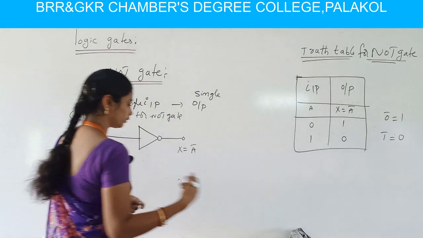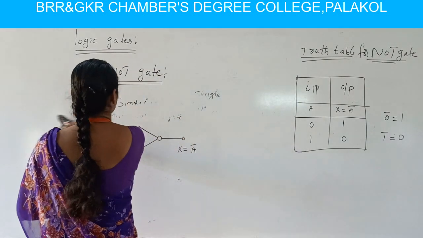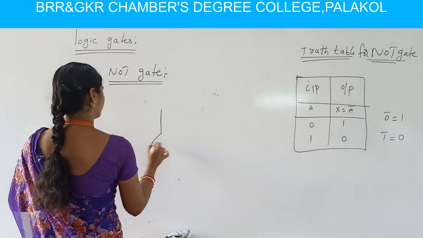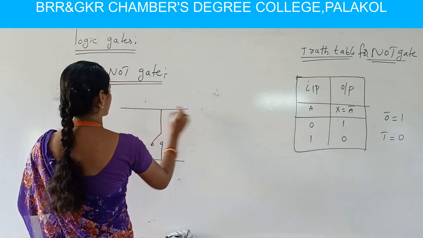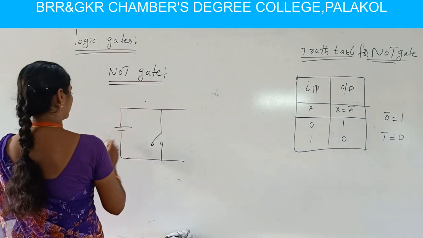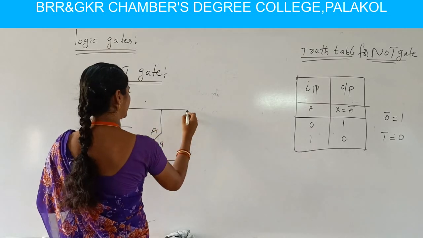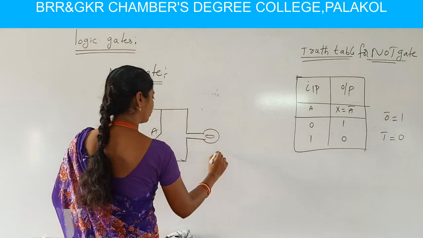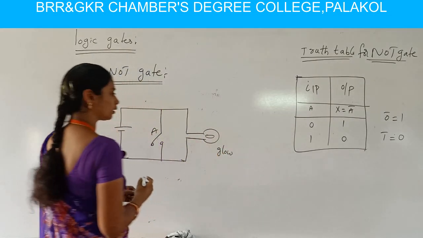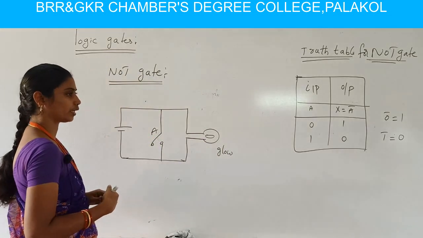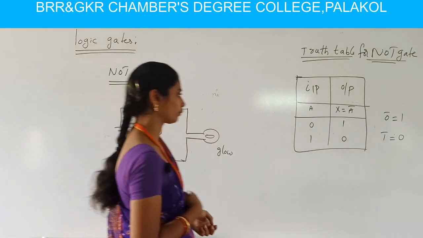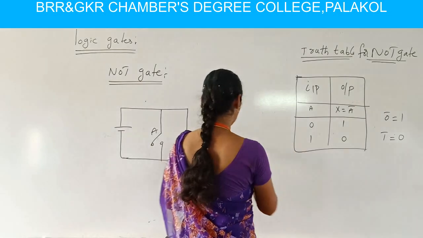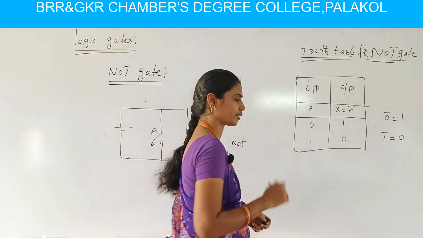Hence the switch diagram for the NOT gate is as follows. Here we consider only a single variable. It is connected with a bulb. Here the bulb glows, which means it is in a high logic state. So when the input given is 1, the output is 0. It means the bulb does not glow, which means a low logic state.